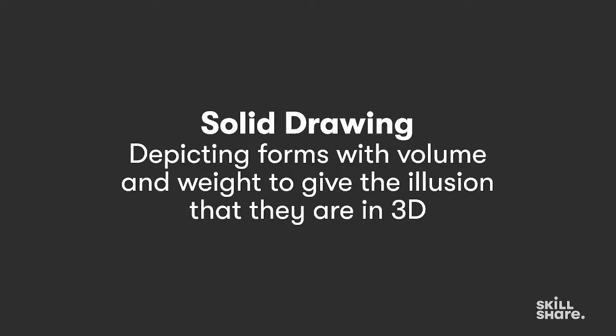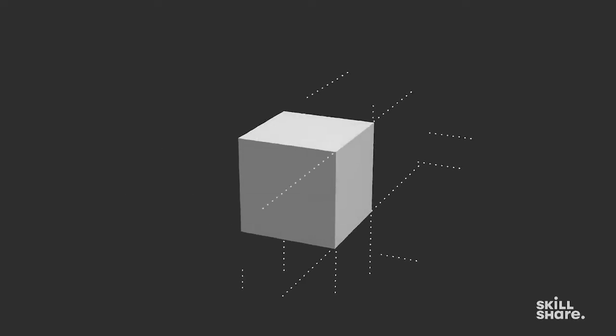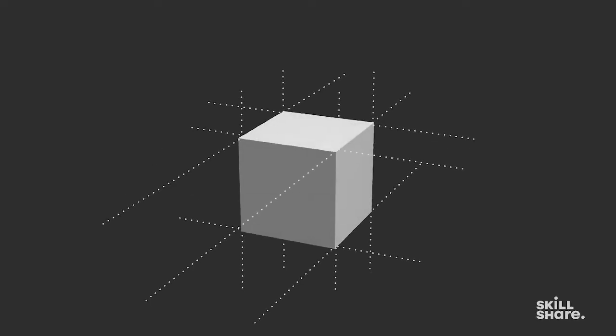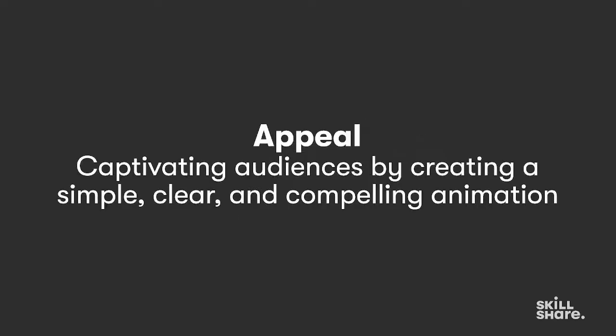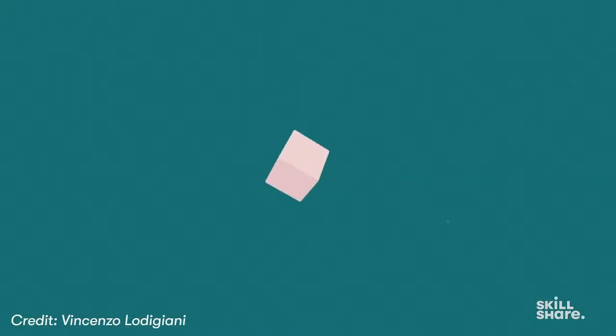The eleventh principle is solid drawing. Solid drawing is all about making sure that animated forms feel like they are in a three-dimensional space, even though they are shown in two dimensions. The last principle is appeal. Animators should strive to create something interesting and compelling to audiences.